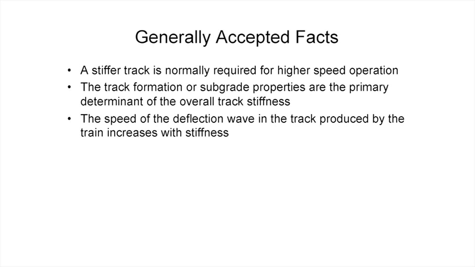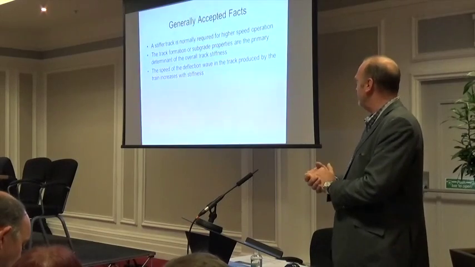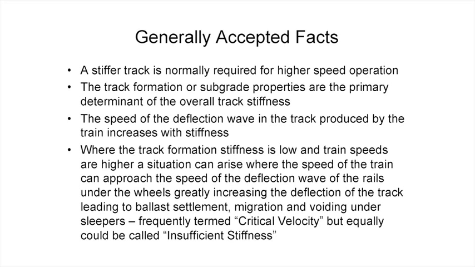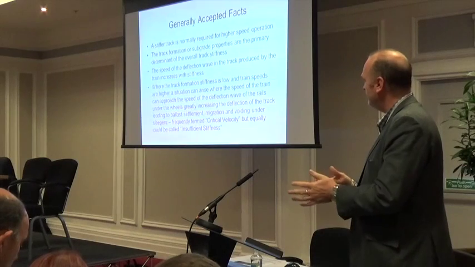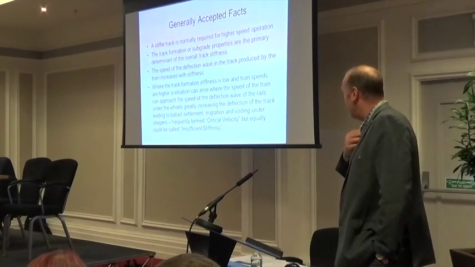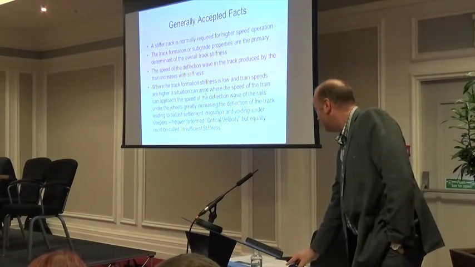The speed we talk about and the stiffness, so the speed of deflection of the wave in front of the train produced in the track, that will increase with stiffness. What's termed critical velocity, where you have a high-speed train, relatively soft track. The deflection wave ahead of the train will coincide effectively or approach the deflection under the train. We end up then with a much more rapid deterioration in ballast and problem locations, probably better known under critical velocity conditions, but equally could be insufficient stiffness.